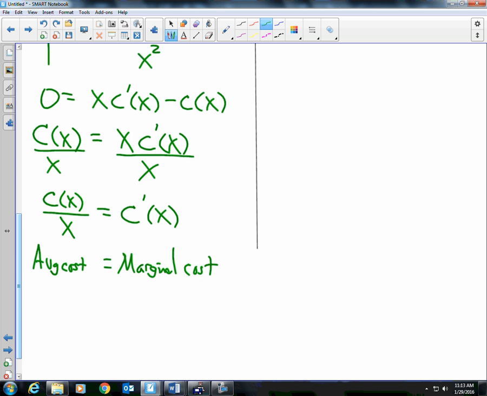So here's what we just did with calculus. We just proved that the minimal average cost happens when the average cost function is equal to the marginal cost function. So who took econ again for semester? Do you remember that formula coming up? Okay, it happened, I think.